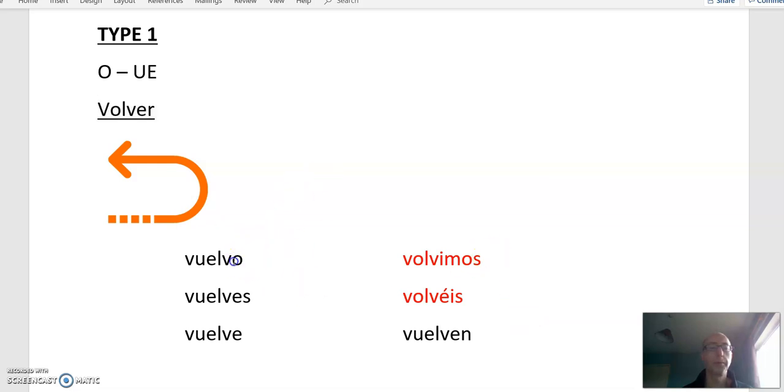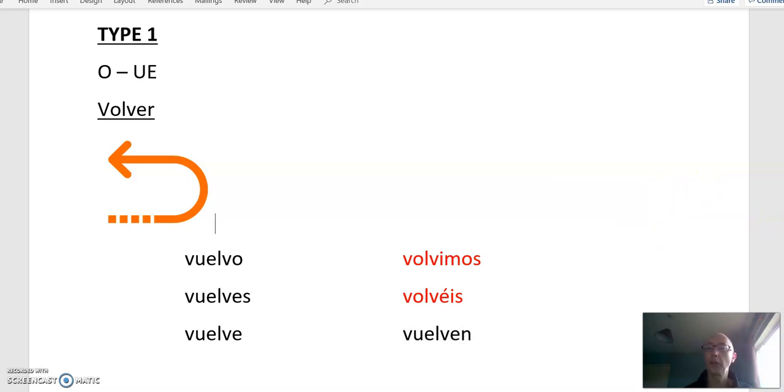So it's yo vuelvo, tú vuelves, ella o él vuelve, nosotros volvimos, vosotros volvéis, ellos vuelven.